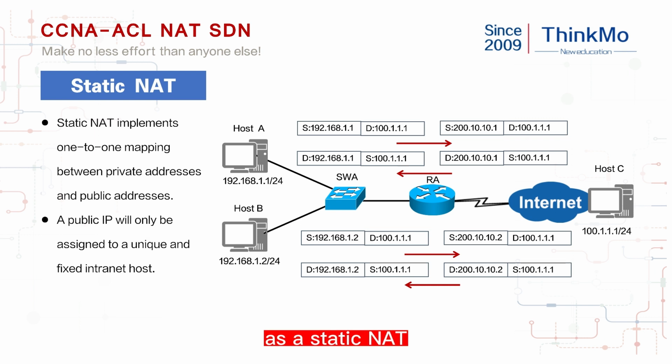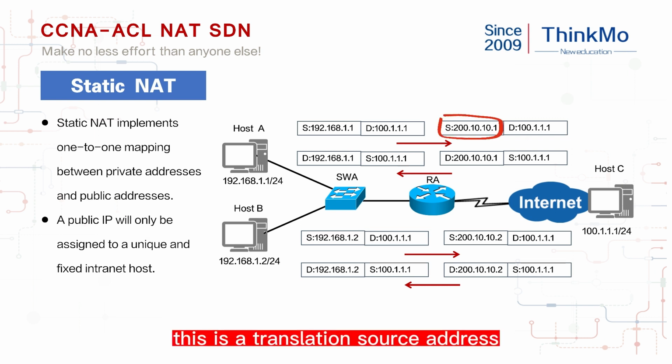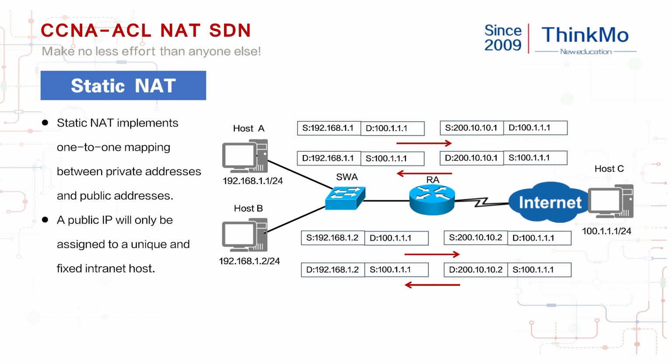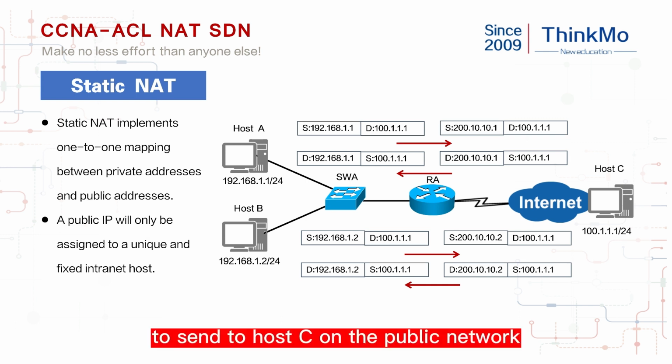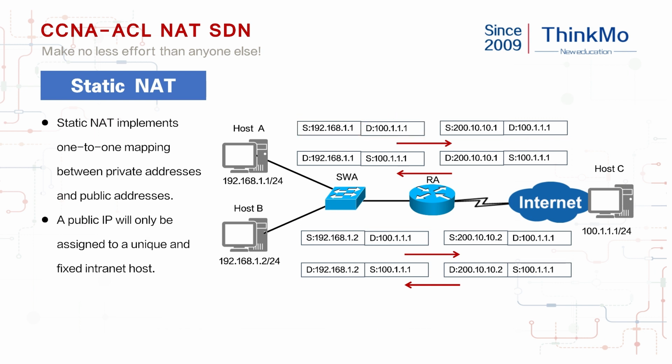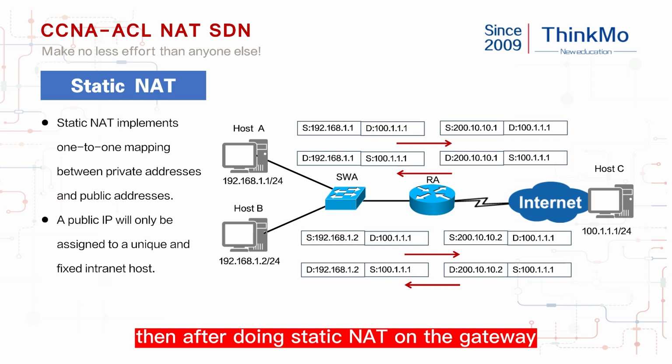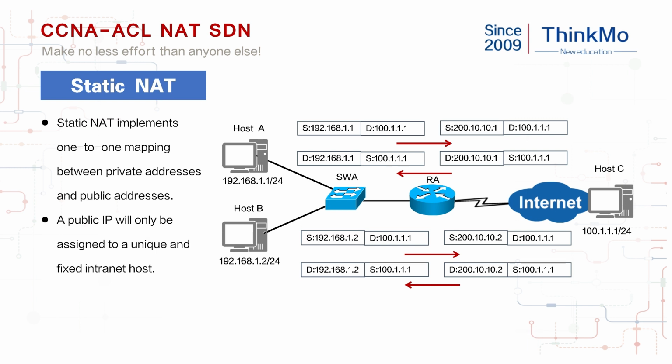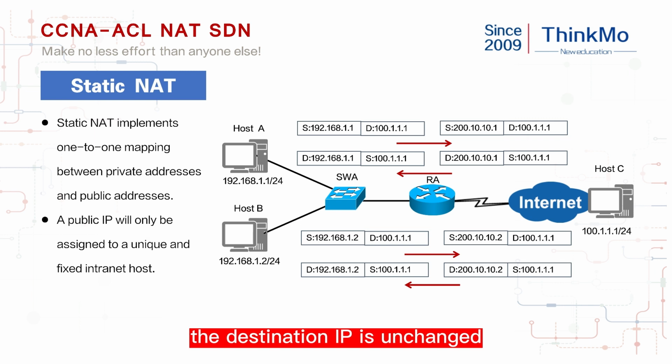As for static NAT, this is translating the source address. Now host A sends data to host C on the public network. This is the source IP and destination IP. Then after doing static NAT on the gateway, it will forward a corresponding packet. When forwarding, you will find the destination IP is unchanged.